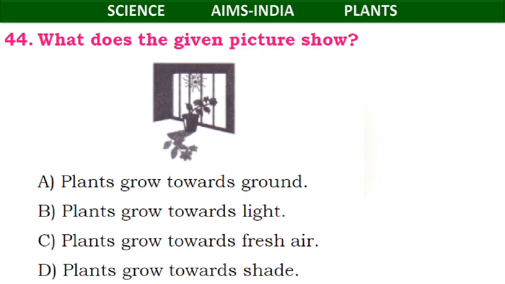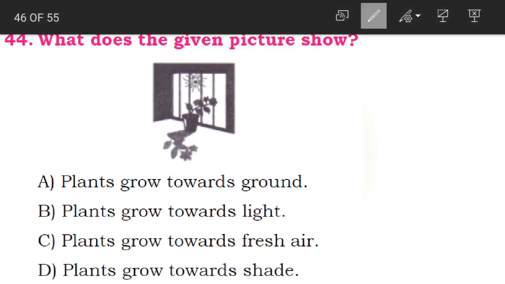What does the given picture show? Are you able to observe here children? You have a plant here in the picture and you have the sunlight here where you are able to get the sunlight. And here this is the shadow of the plant. This is the original plant now.